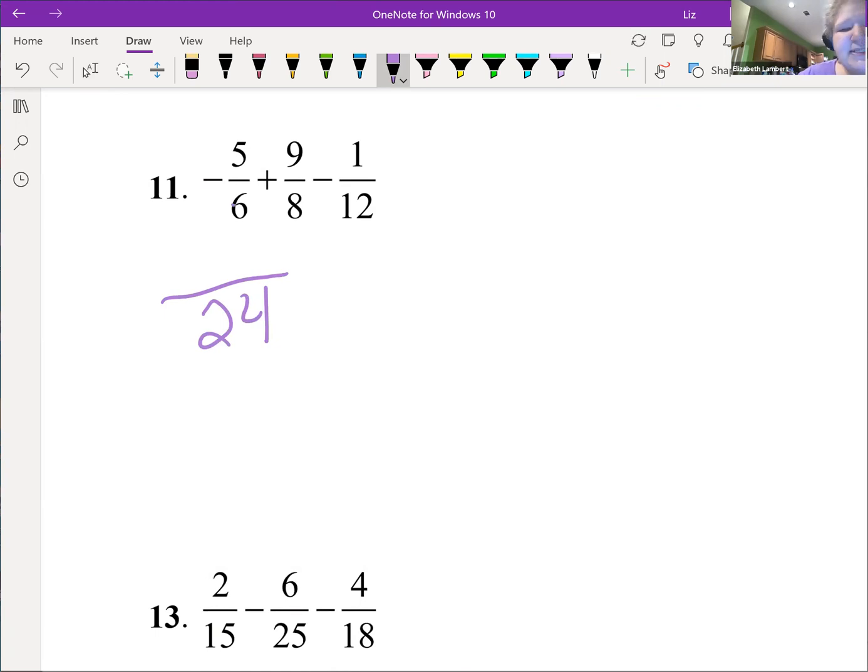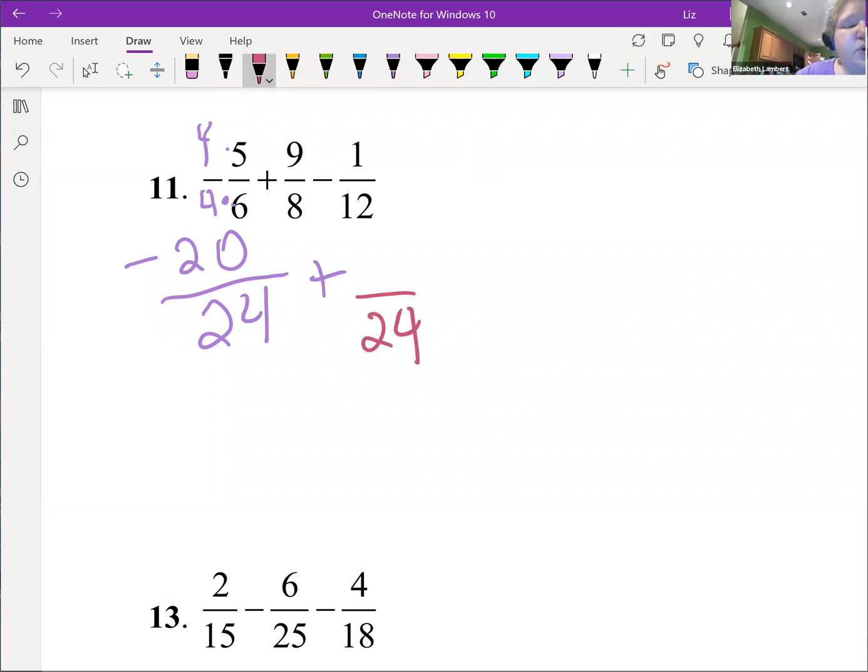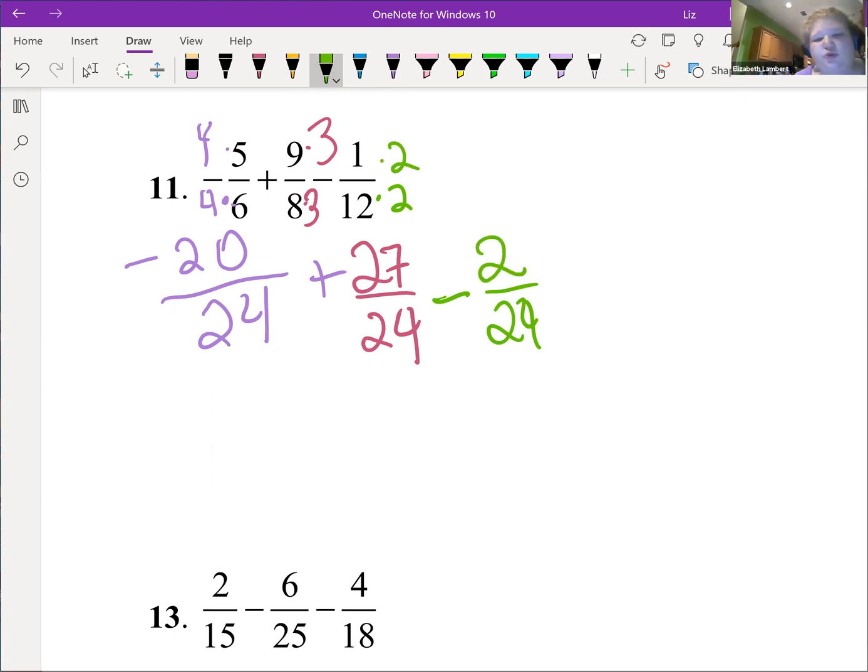So to go from 6 to 24ths, it's going to be times 4. So this one is negative 20/24ths plus, 8 to get to 24ths is going to be times 3. So the top is going to be 27/24ths. Minus, I do times 2 to get to 24, so the top is going to be times 2. So minus 2/24ths. So negative 20 things plus 27 things minus 2 things.